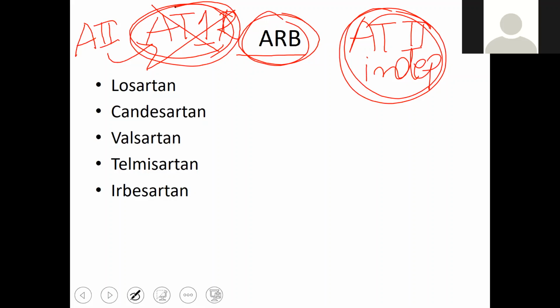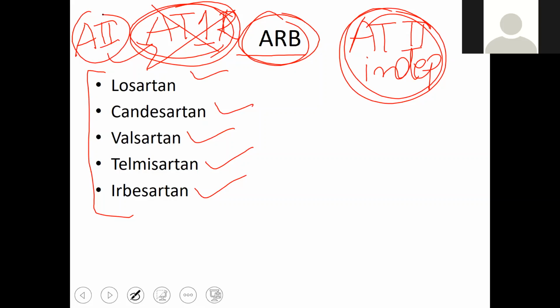So if we give angiotensin receptor blockers like losartan, candesartan, valsartan, telmisartan, irbesartan, and a few more sartans have been added to the list, then we can ultimately inhibit this pathological action, the action of angiotensin 2. So coming to the drugs, you can see all have sartan as their name suffix.